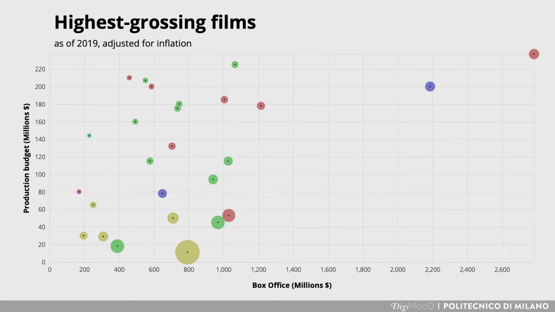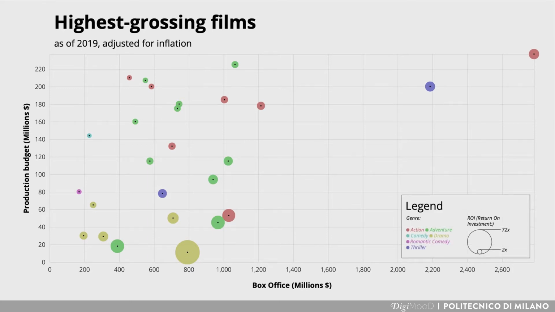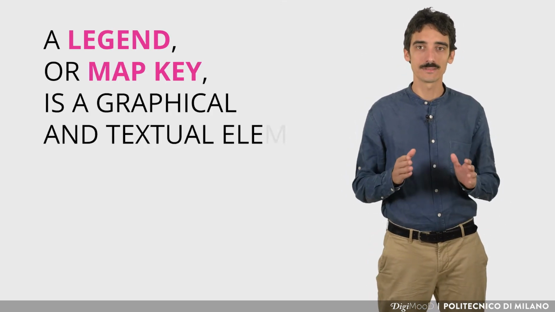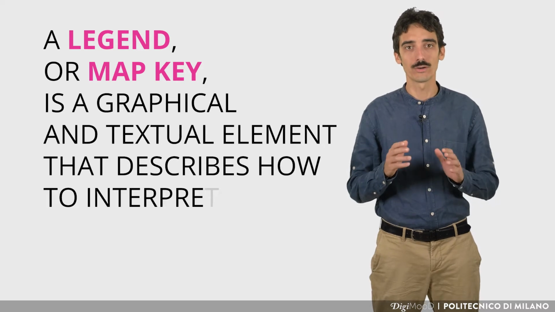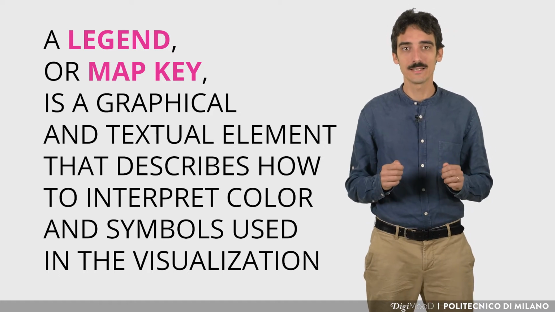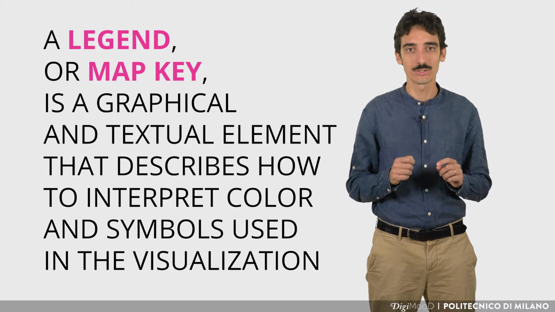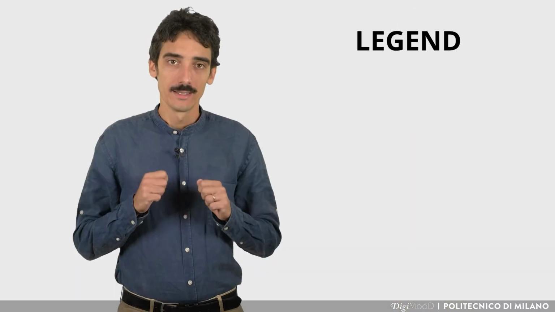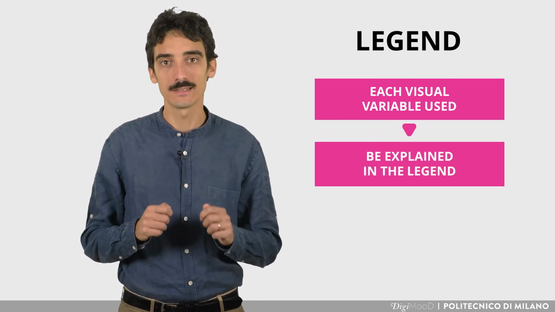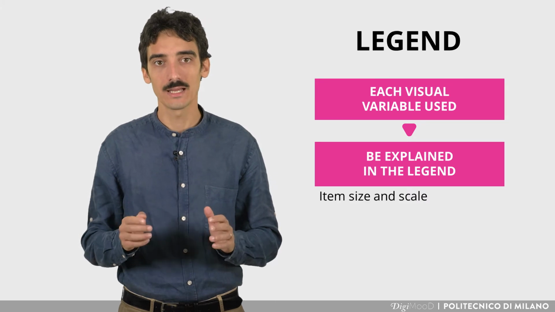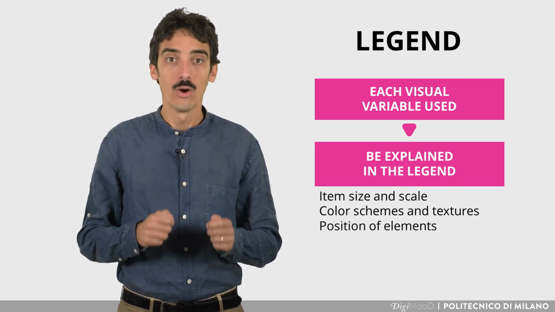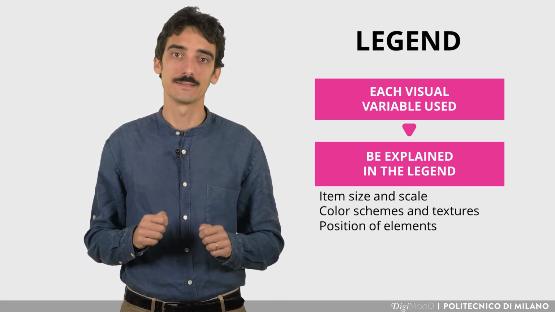One of the most common errors is to forget to put a legend in the visualization. A legend or map key is a graphical and textual element that describes how to interpret color and symbols used in the visualization. Well-designed legends make the process of decoding a visualization easier for the user. In general, each visual variable used in the visualization needs to be explained in the legend. Size of items and their scale, color schemes and textures, the position of the elements. All these variables need to be explained.